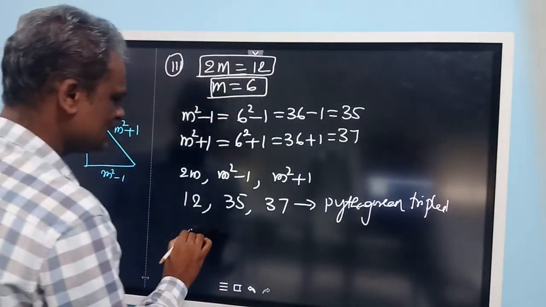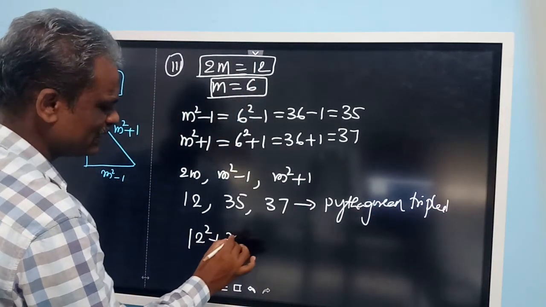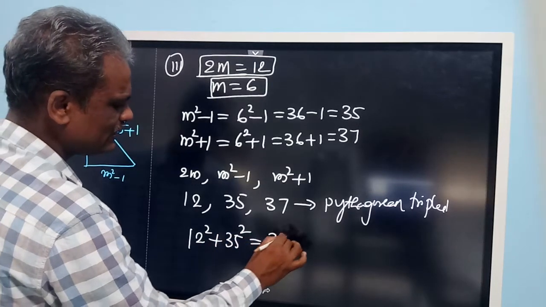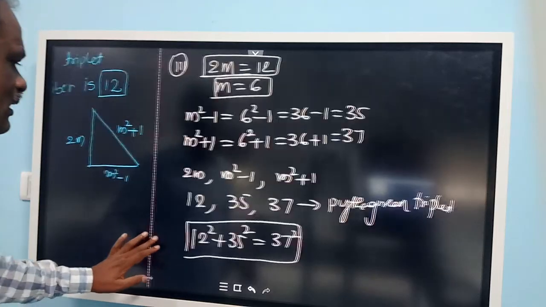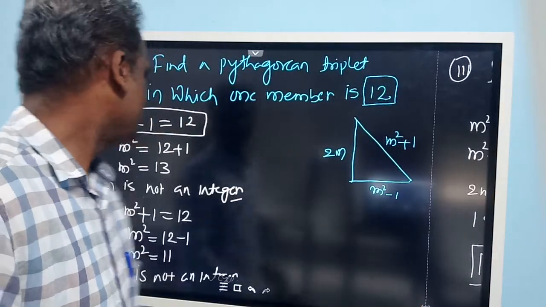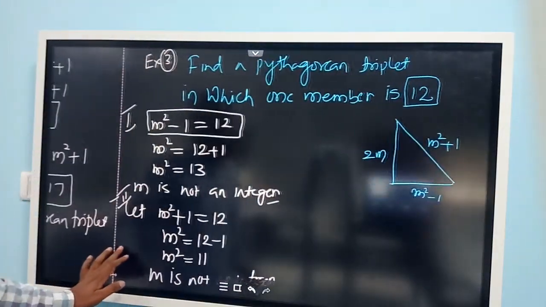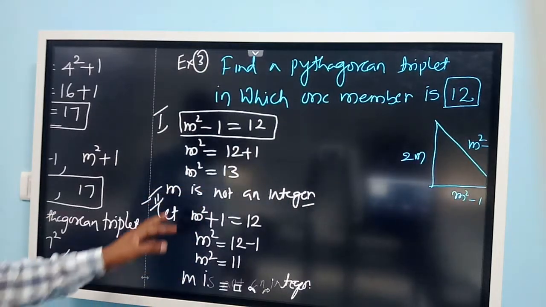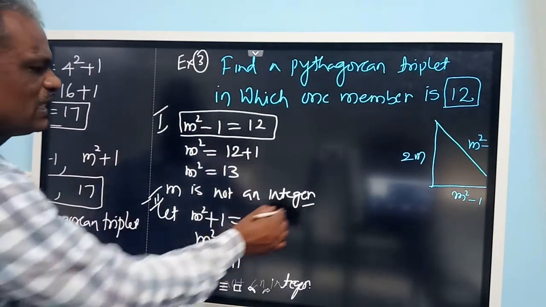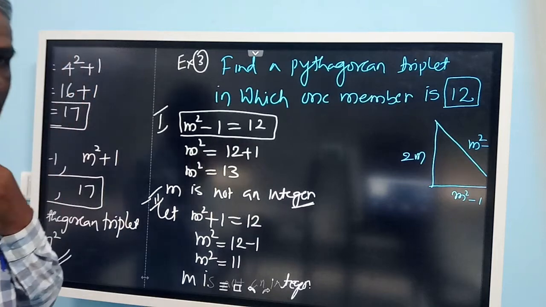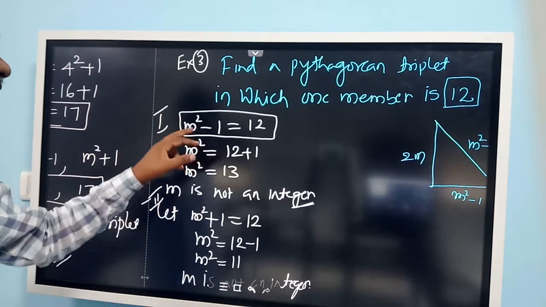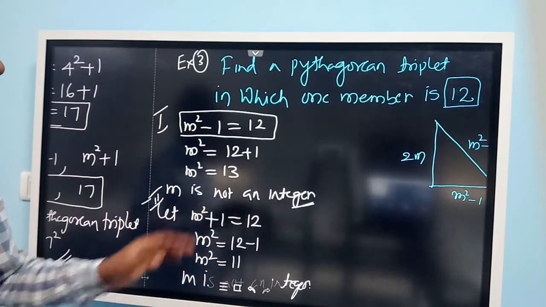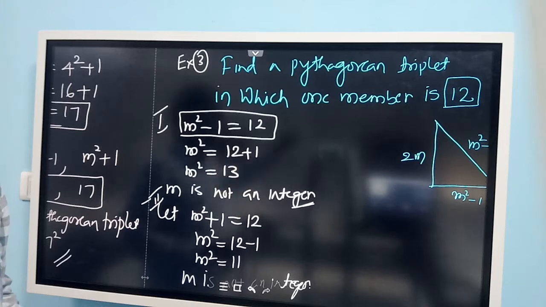If you square 12 and 35 and add them, you will get 37 squared. So therefore the triplet is 12, 35 and 37. Now, why I told you here that m should be an integral value: if you find the m value, you should get a natural number, a positive integer. So we are neglecting the other option and taking 2m equal to 12.